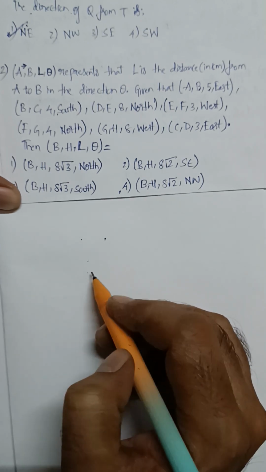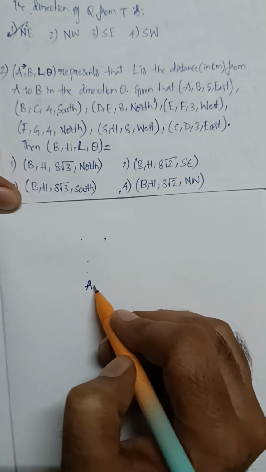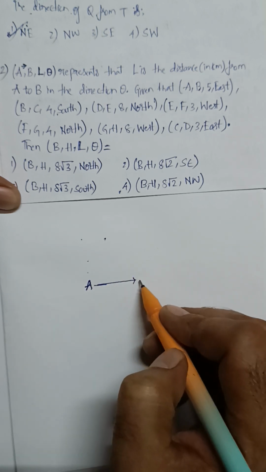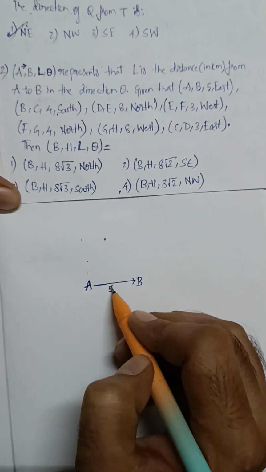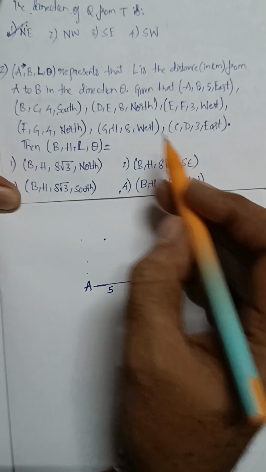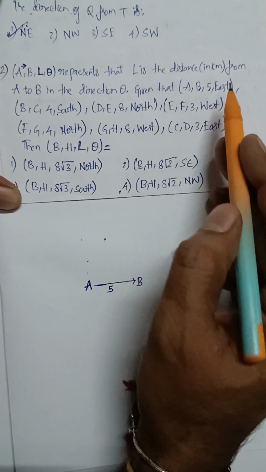I am considering A here. B is 5 kilometers east of A. Next, what is he telling? B is 5 kilometers east of A.